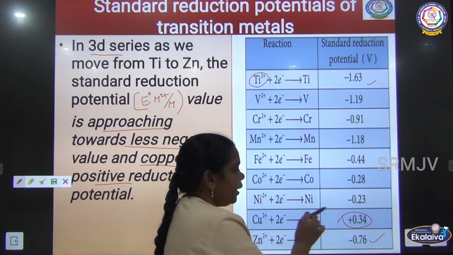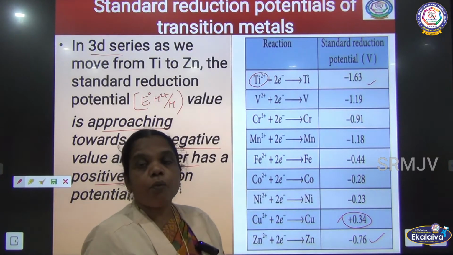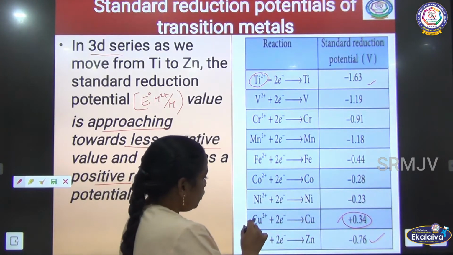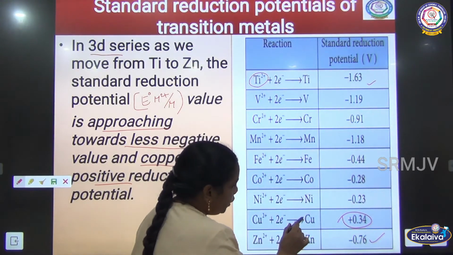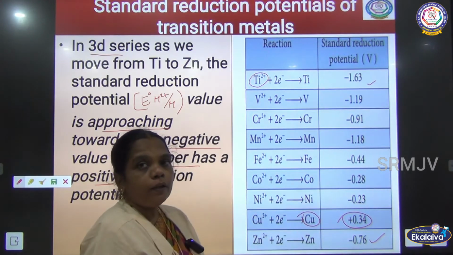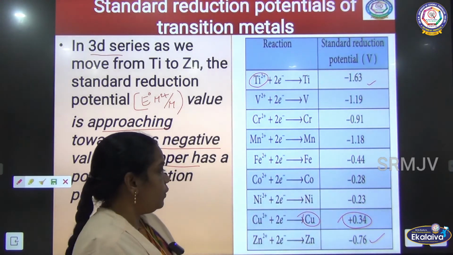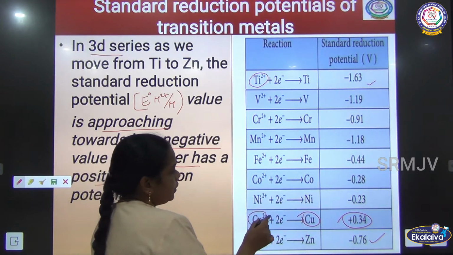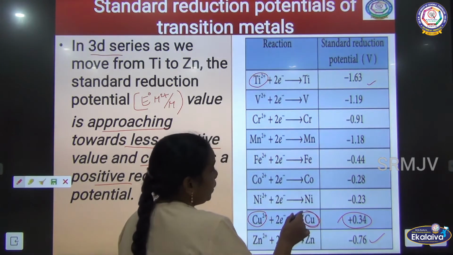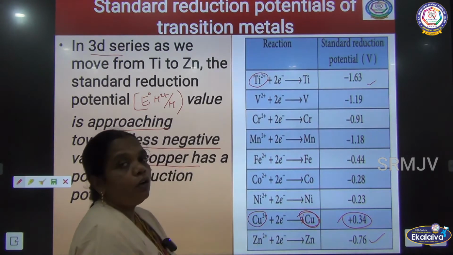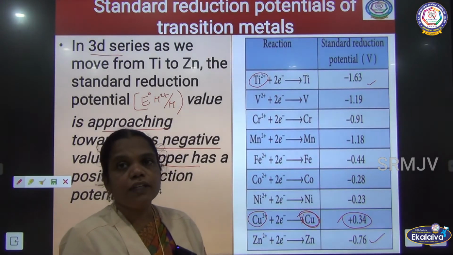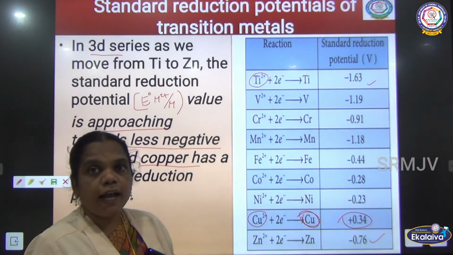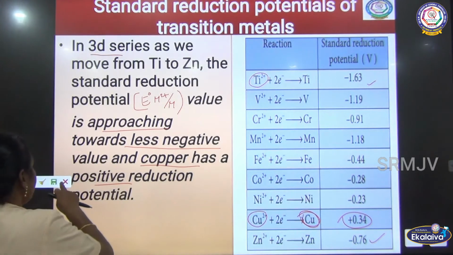So what we learned already is that a large negative value acts as a powerful reducing agent, but here you can see that copper has a positive value. The copper 2 plus ion is going to reduce to copper. So why does it not act as a reducing agent? Because elemental copper is more stable than copper 2 plus. Because of this, copper cannot act as a reducing agent.